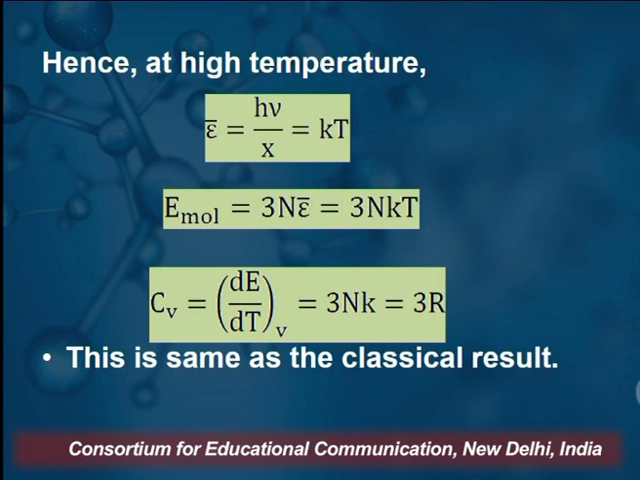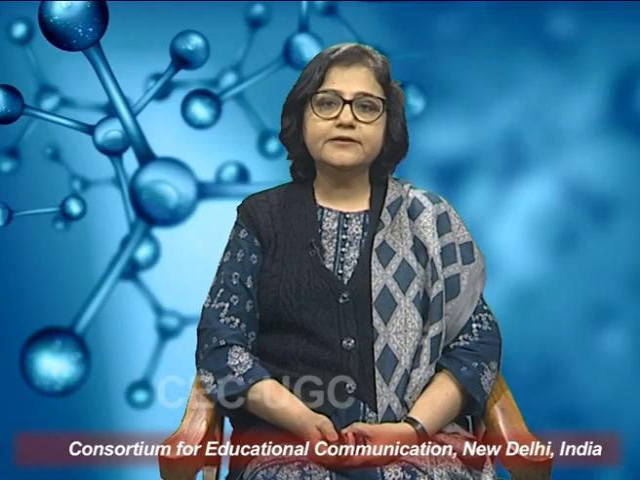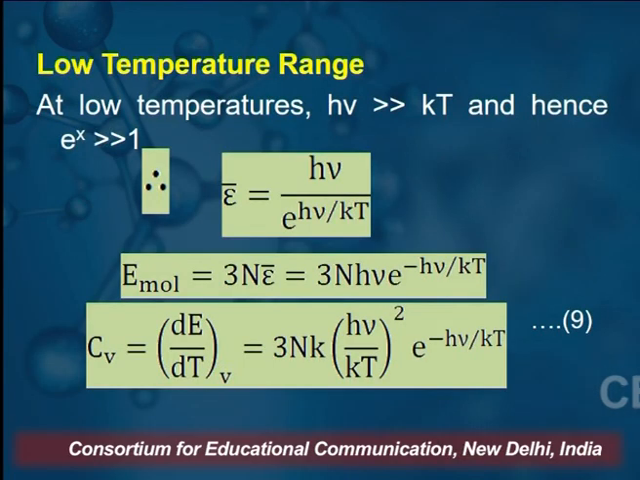So E mole will be equal to 3N epsilon bar, which is equal to 3N kT. Cv will be equal to dE by dT at constant volume. That will be equal to 3Nk, which is equal to 3R. 3R is the classical result. That means at high temperature, Einstein's specific heat equation approaches the classical result, which is what is observed experimentally also. Now let us study this curve in the low temperature range.